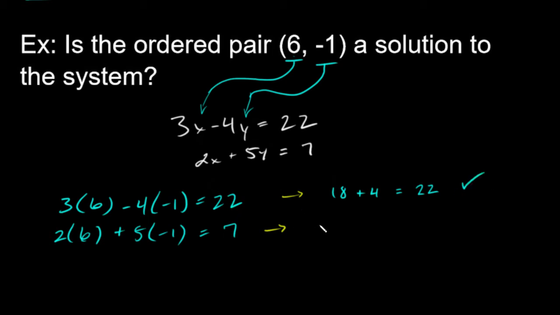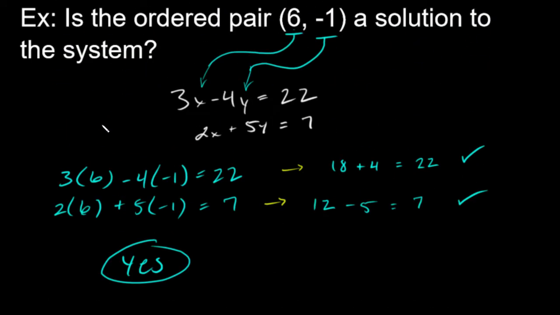Then here, you've got 2 times 6, that's 12. And 5 times -1, a +5 times a -1, is -5. So 12 minus 5, and the equation is saying that this would be 7. Is it 7? Yes, it is. So since when you plugged (6, -1) into both equations you got true statements, that 22 equals 22 and 7 equals 7, the answer to this question is yes. Is the ordered pair (6, -1) a solution to the system? Yes. All right, simple enough.